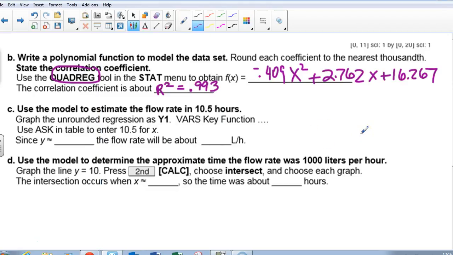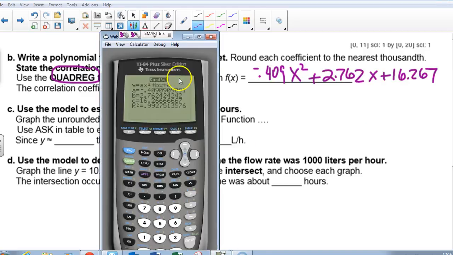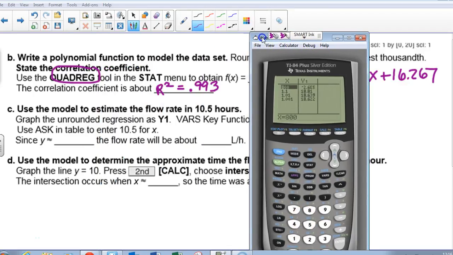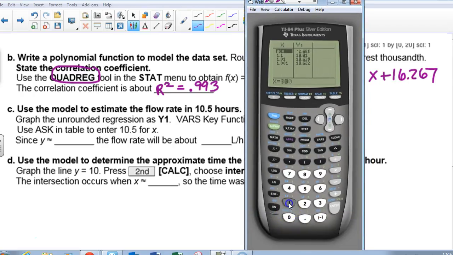It says use the model to estimate the flow at 10.5 hours. We have stored the equation, so now we can go to the table, second window, to make sure it says ask, and then second table, and we're supposed to put in 10.5 hours. It doesn't matter what else is in there. Just type 10.5. I got 0.17 roughly. Did anybody else get 0.17? Yep.